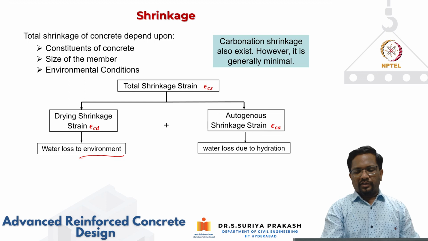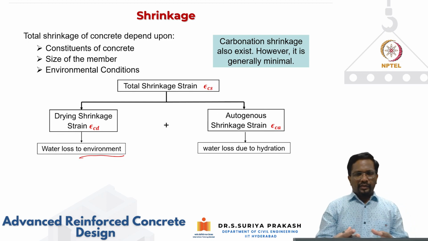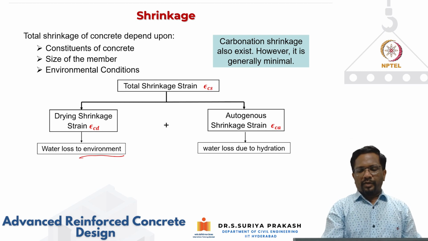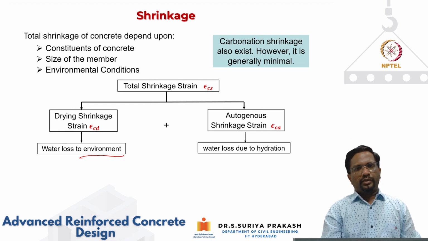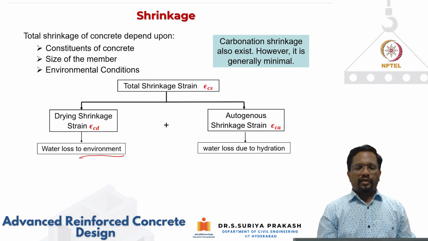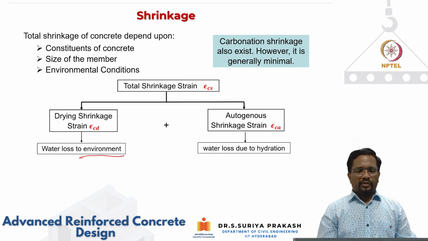Now this autogenous shrinkage is because of the chemical reaction between the cement and water, and because of that the water will be lost from the gel pores and capillary pores. Because of that, again there will be shrinkage, that is called autogenous shrinkage.